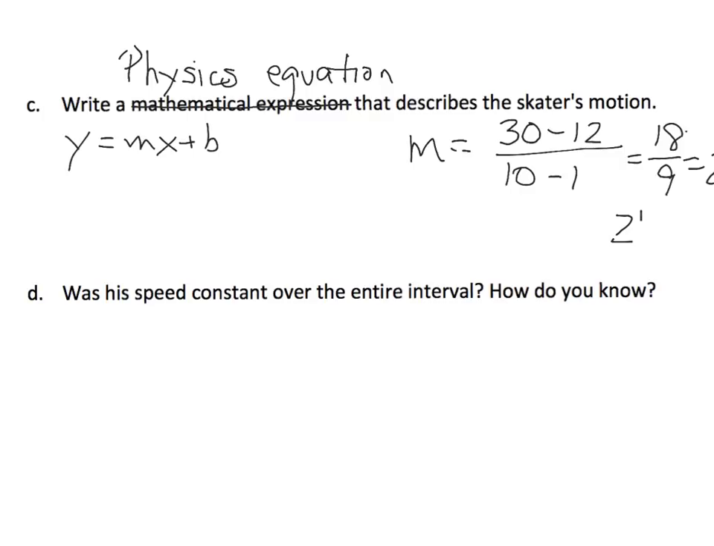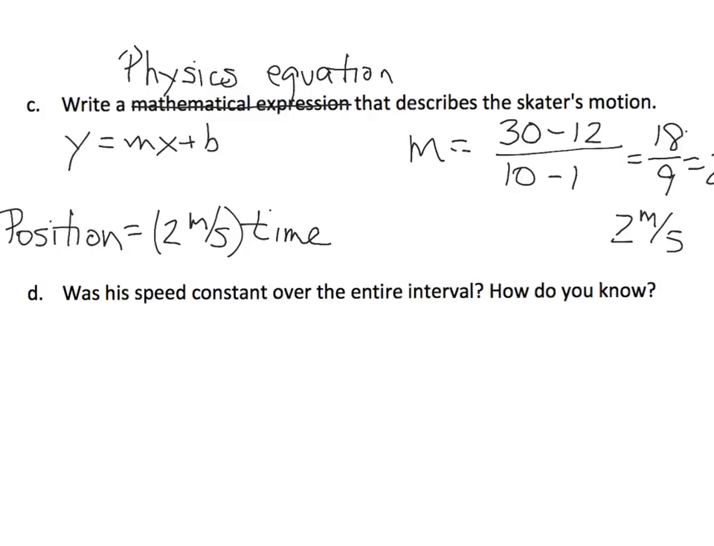Well, the units on the y was meters, the units on the x was seconds. So now we're ready to turn that into a physics equation. Our y was the position. Our m we just wrote down was 2 meters per second. The x on this is time.